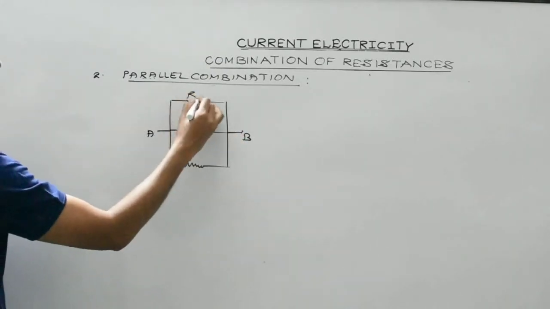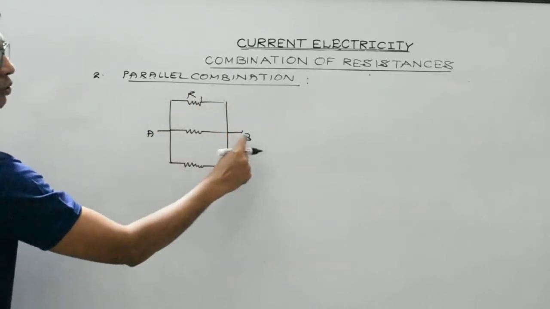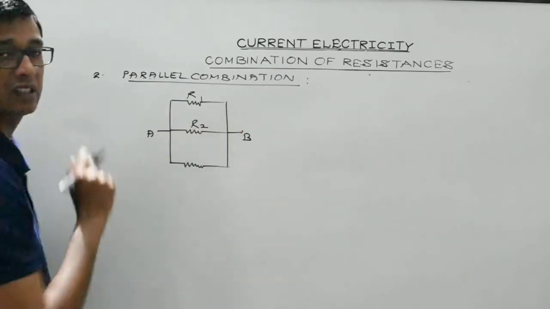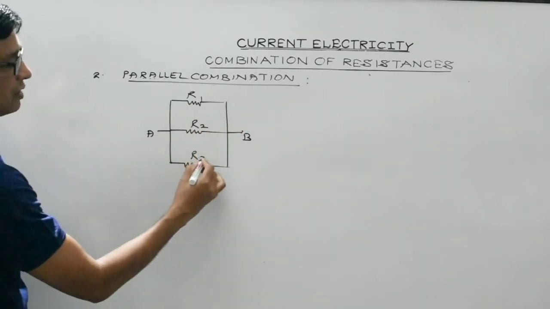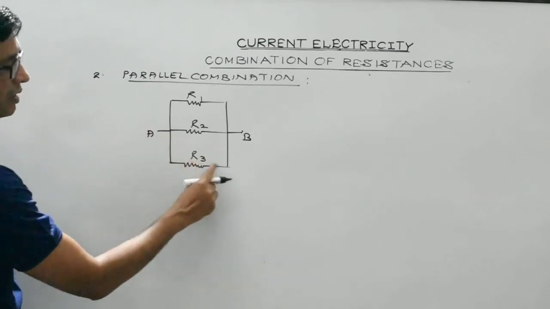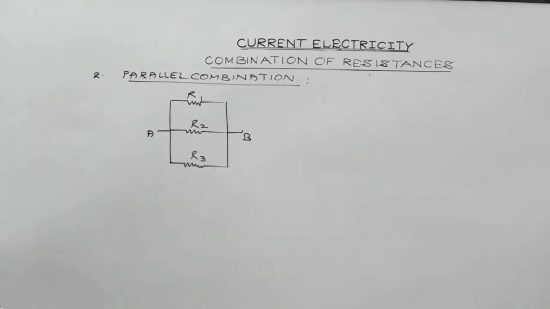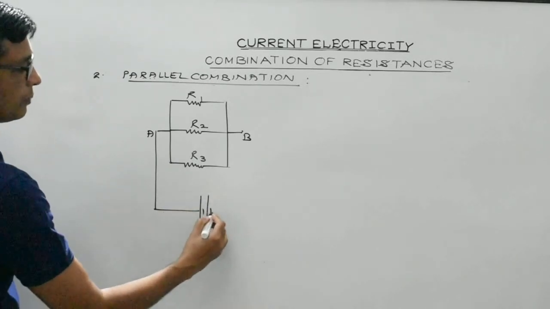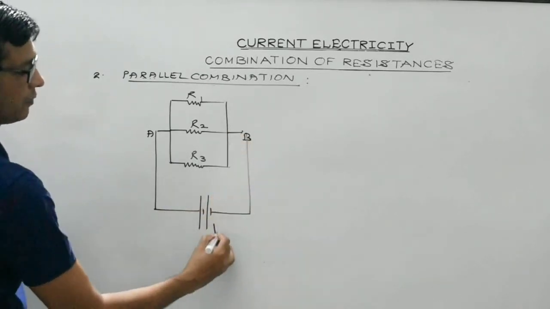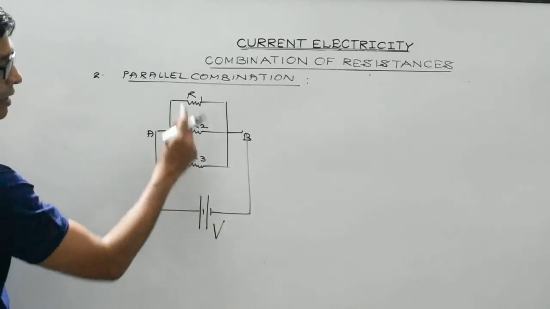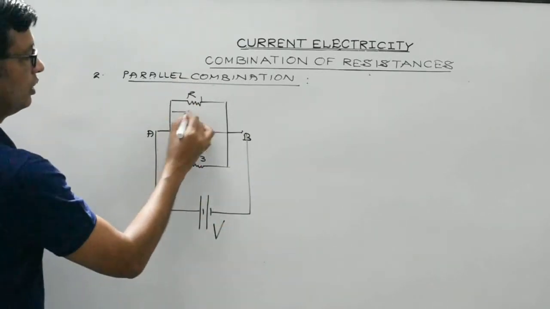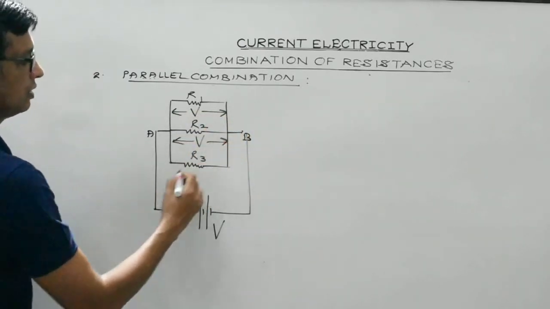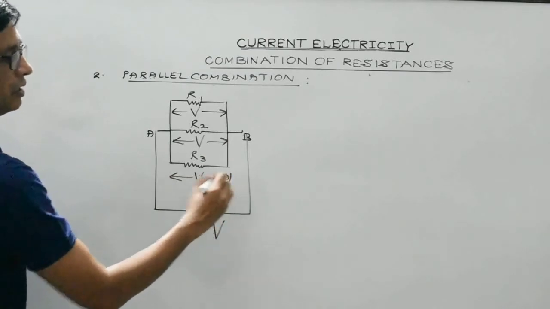This resistor R1, its one end is connected to point A, the other end is connected to point B. This resistor of resistance R2, one end is connected to point A, the other end is connected to point B. This resistor of resistance R3, one end is connected to point A, the other end is connected to point B. So, whatever voltage is applied or whatever potential difference is applied across the points A and B, suppose V, it will be same across all the three resistors. So here also the potential difference would be V, here also V, and here also V.